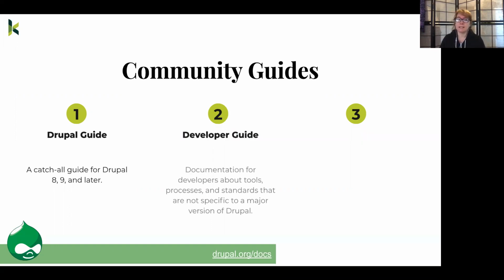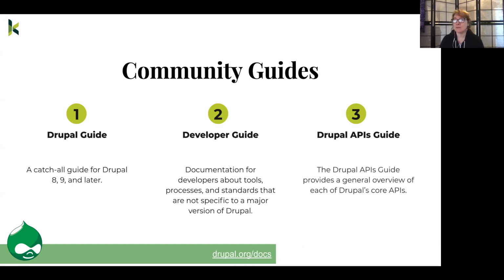There's the developer guide in the community queue, which really is for the developers, and it talks about the tools and the processes and the standards. And this isn't tied to any specific Drupal version, it's just as a whole. There's the Drupal API guide. API stands for Application Programming Interface. And if I'm wrong with that, someone can correct me. It's the guide that provides the general overview of all of the core APIs. This is helpful for me as a non-programmer to understand where information is being pulled from.